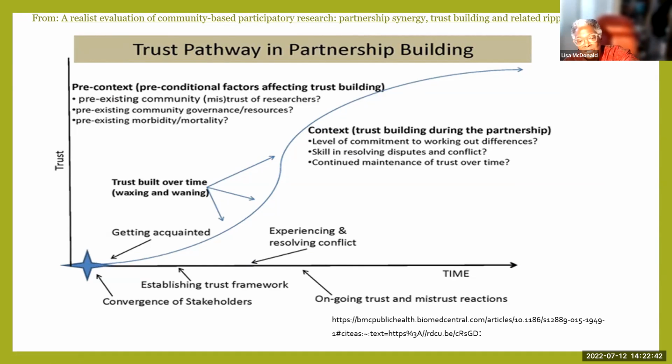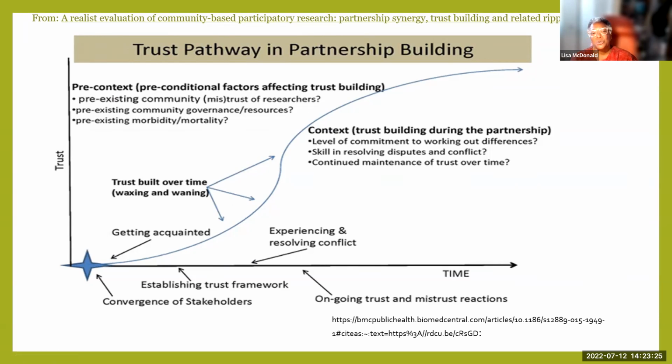And then these are, I thought, really important in terms of the stages of building trust and what happens along the way. Essentially, it's a slow process, and you build it over time. You're going to have some conflict, and how you resolve it is key. And you're going to have some people that will never trust you. But I think the level of commitment to working out differences, the skill in resolving disputes and conflict, and continuing maintenance of trust over time are key variables.